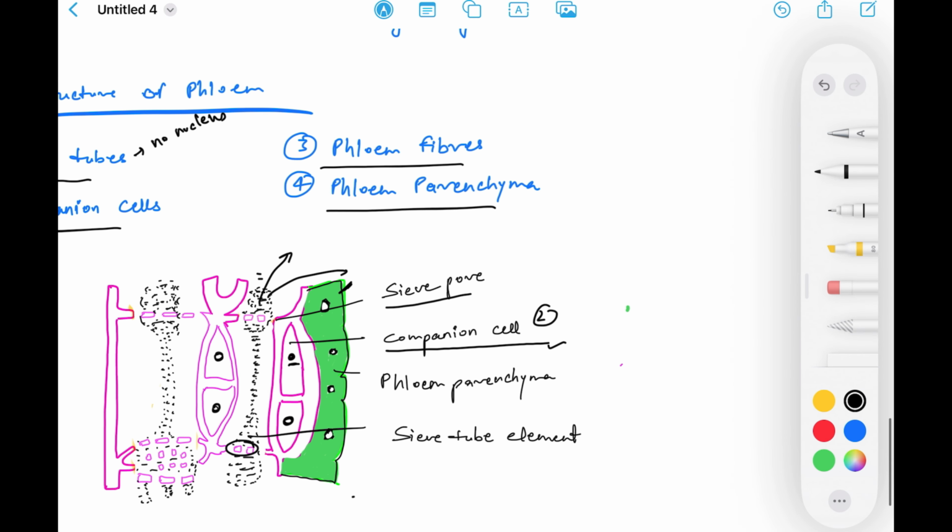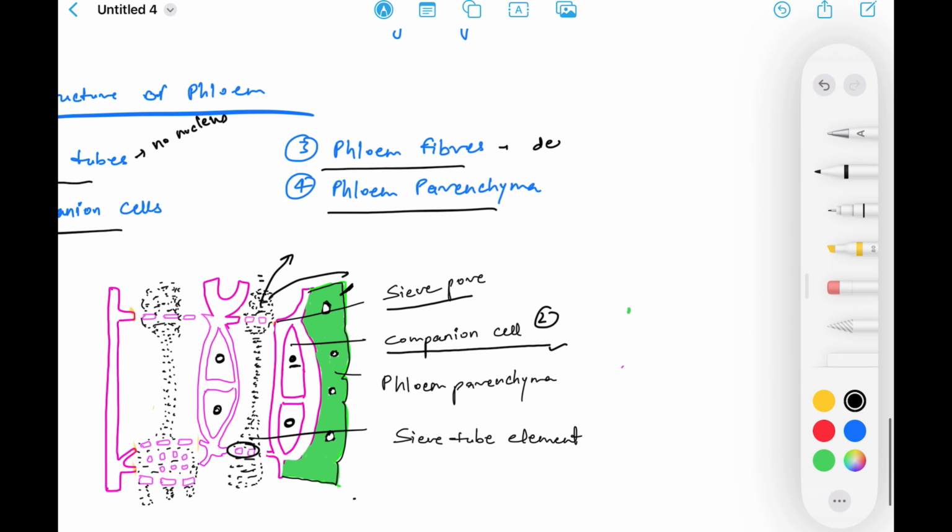And the last one is phloem fibers. They are dead and they have thick-walled cells. Their function is to provide strength and support to the phloem tissues.